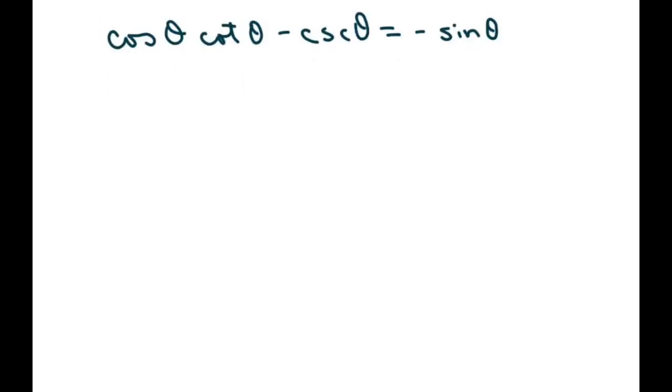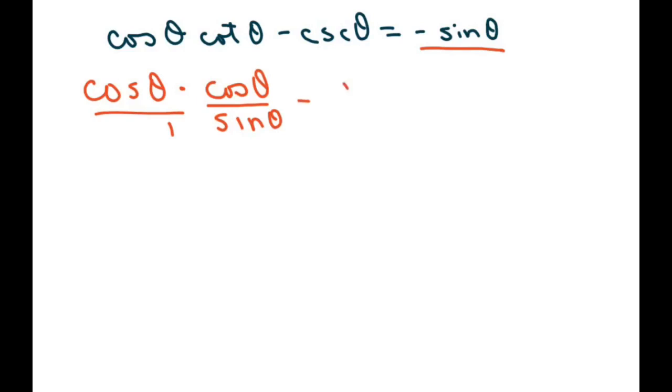And we're going to do the same thing with this side. We're going to go ahead and work on the right side because our left side here is in the simplest form. And since it's sine, I'm going to go ahead and write the right side in terms of sine and cosine. So this is cosine times cosine over sine minus 1 over sine.